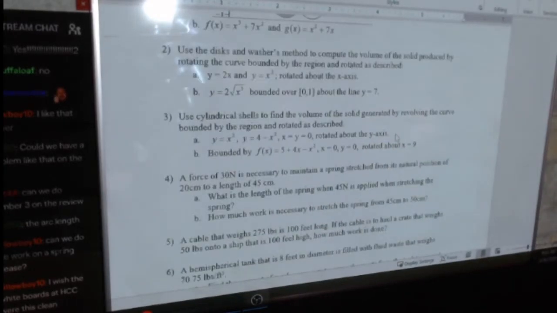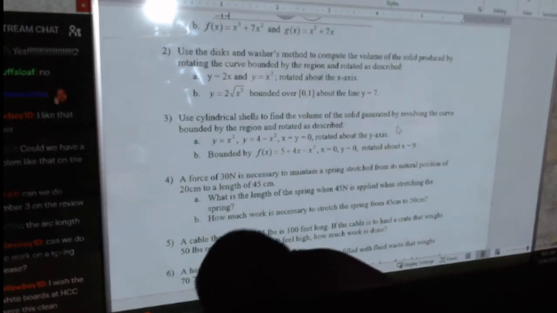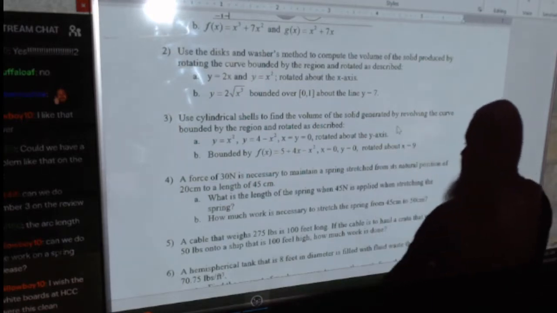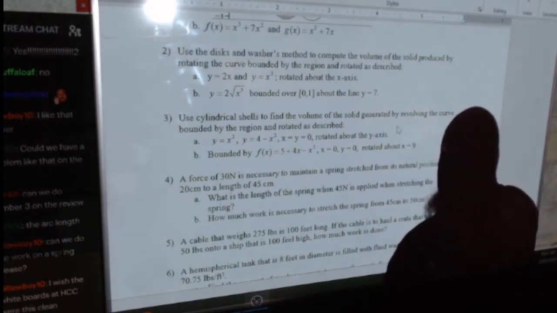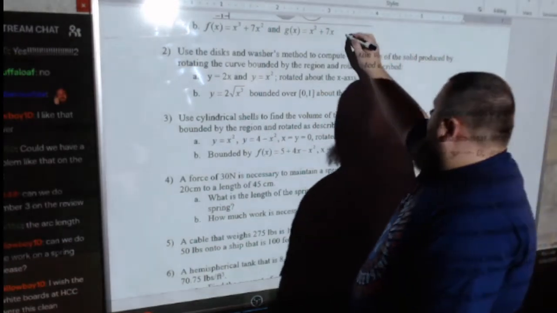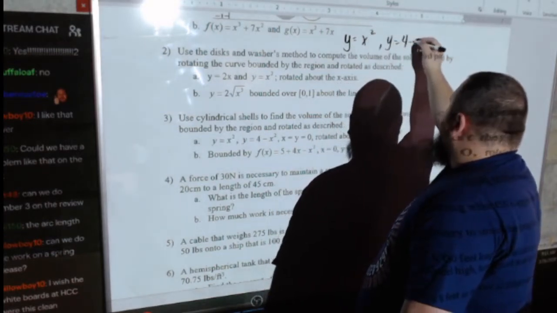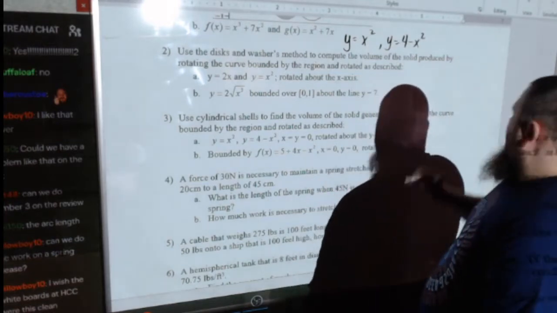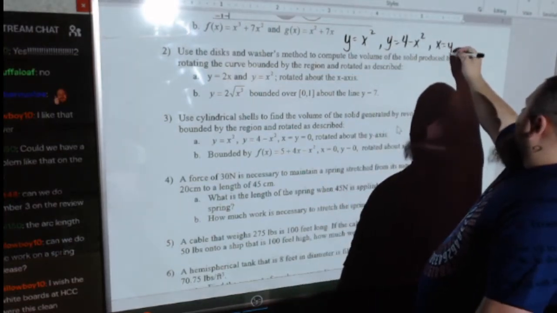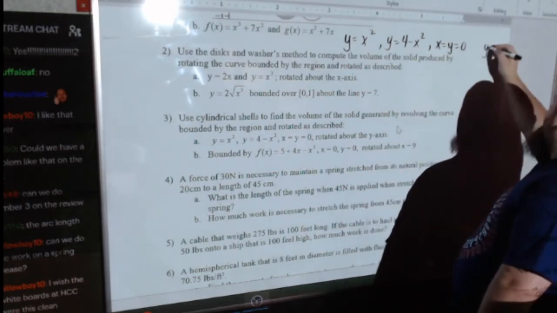Number 3, use cylindrical shells to find the volume of a solid generated by revolving the curve bounded. Okay, so I did B for the other section yesterday, so that's already up on YouTube, so I'm going to do A for you guys. So this is y equals x squared, y equals 4 minus x squared, also bounded by x equal y equals 0, rotated about the y-axis.